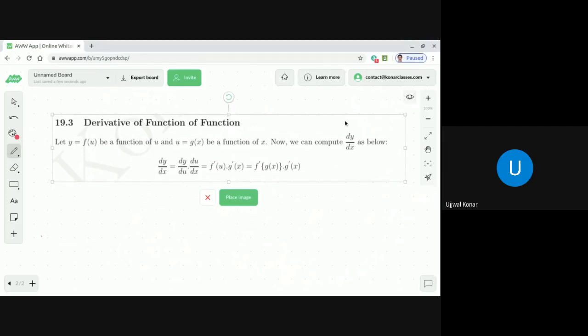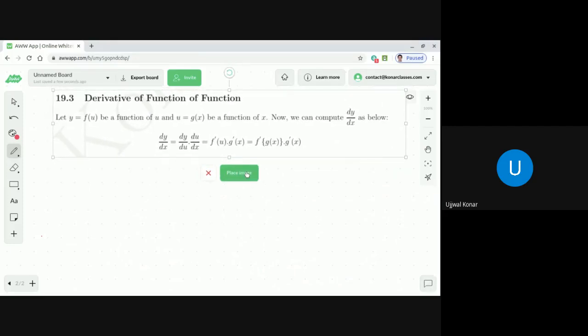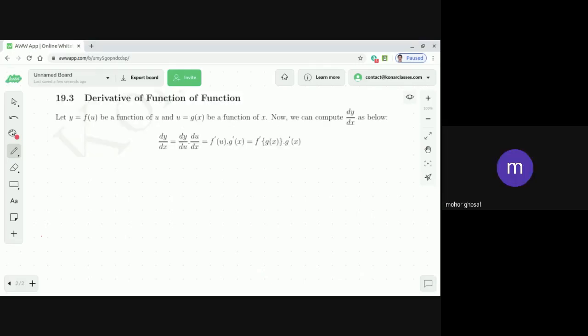I hope all of you are able to view the screen properly. Please confirm that you are able to view the screen properly. Yes.